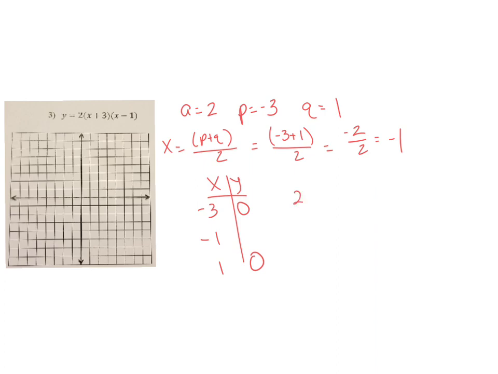So I say 2 parentheses negative 1 plus 3 parentheses negative 1 minus 1. So I get 2 times positive 2 times negative 2. I end up with negative 8. So I graph my points. I go left 1, down 8. Remember, that's my vertex. So there's an axis of symmetry going through there. I go left 3, 0. Right 1, 0. I'm going to make that a nice smooth curve. And there we go. That's it. Done.